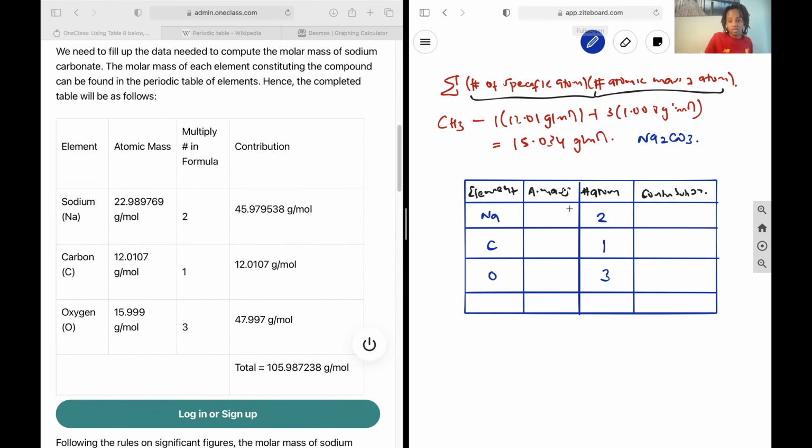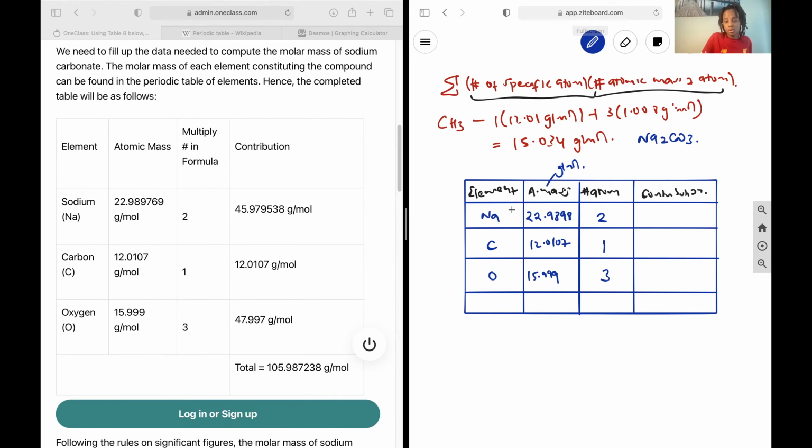The atomic mass of sodium is going to be 22.9898. The atomic mass of carbon is 12.0107, and the atomic mass of oxygen is 15.999. These are all in grams per mole.